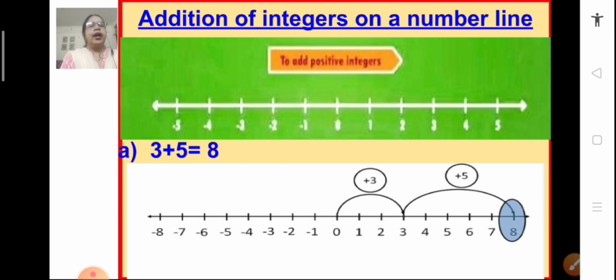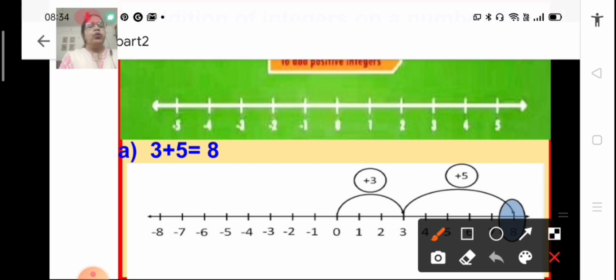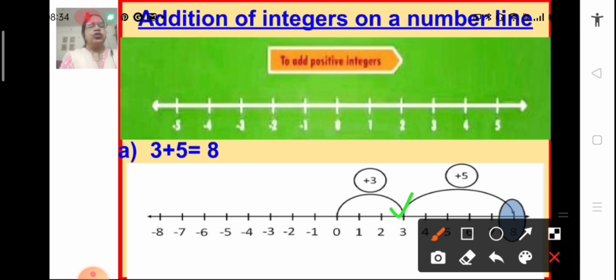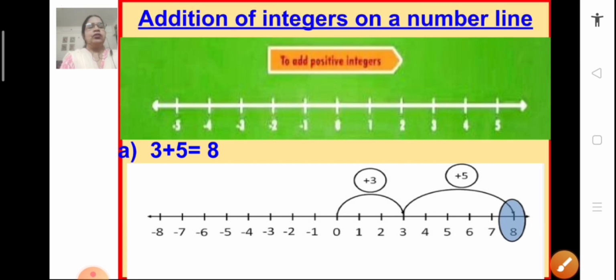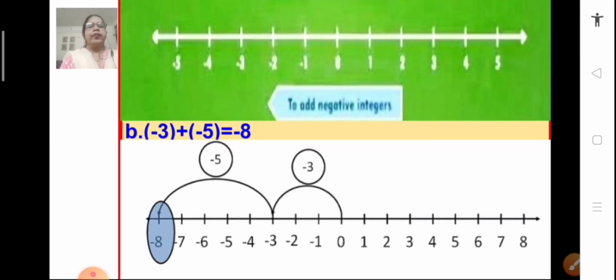Now how do we add the integers on a number line? For example, A, if we have 3 plus 5. So 3 is a positive integer. So from 0, we move in the right direction to reach 3, and we will move further 5 steps to the right since it is positive 5, and we reach 8. So 3 plus 5 is 8.